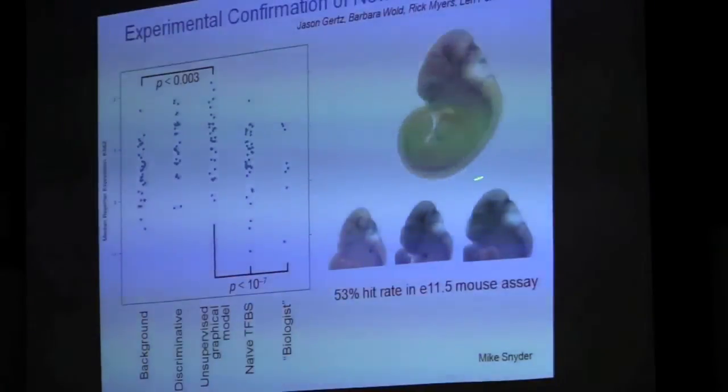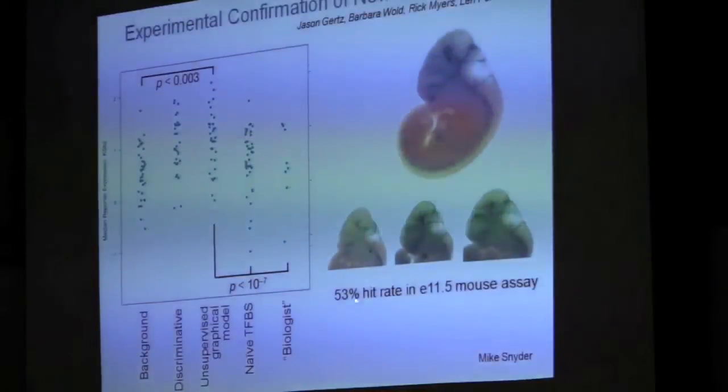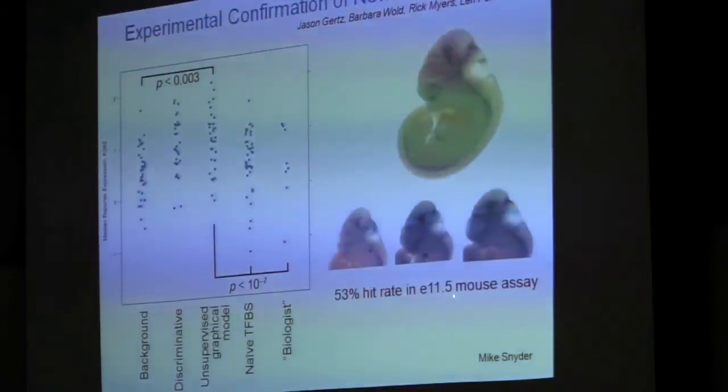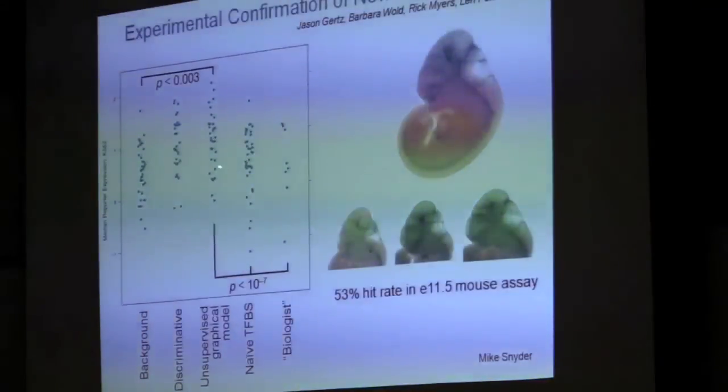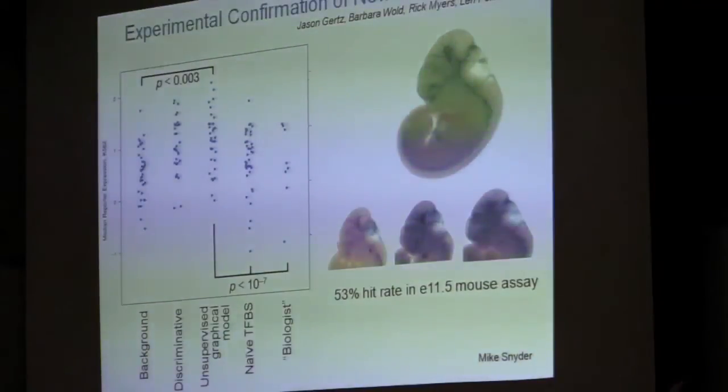Another group did some tests in mice. The majority of them had, you know, 53% is not especially exciting. But what was exciting to me is that using unsupervised graphical models like Segway did a lot better than some of the other methods that were picked. I think there was a lot of overlap with some of the discriminative machine learning techniques that were also tested with the ENCODE project. So I don't think there's a statistically significant difference there.